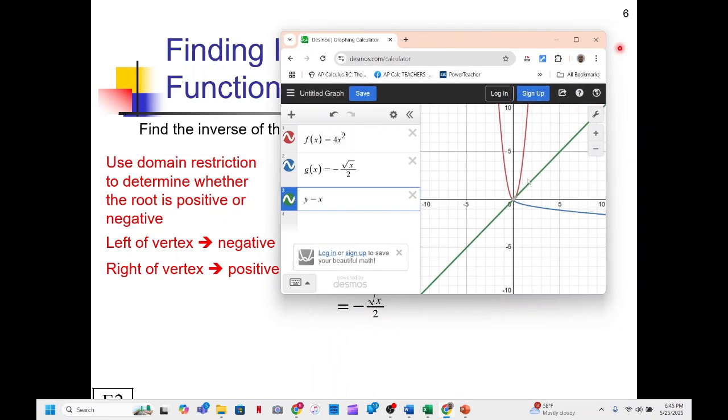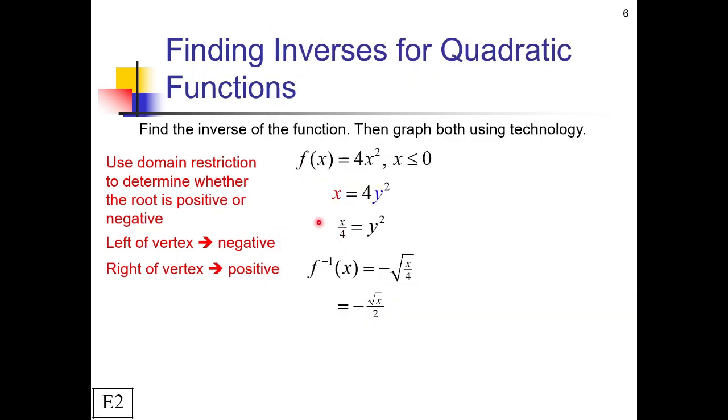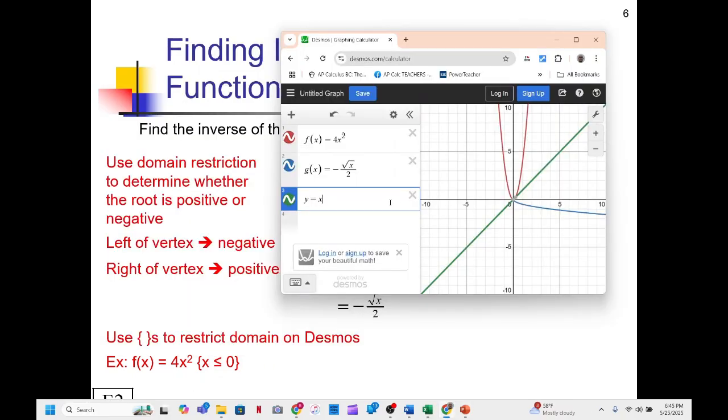All right, so this looks kind of weird because that parabola doesn't have its domain restricted yet. So as an extra little Desmos trick you can do, if you want to restrict domain on Desmos, you have to do curly braces with the domain restriction next to the function that you're restricting. So in this case, we would do 4x squared and then curly brackets, x less than or equal to 0. So let me go back here and show you that.